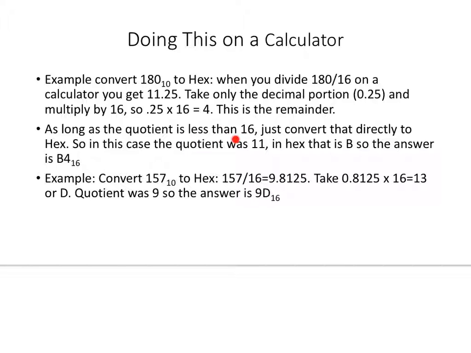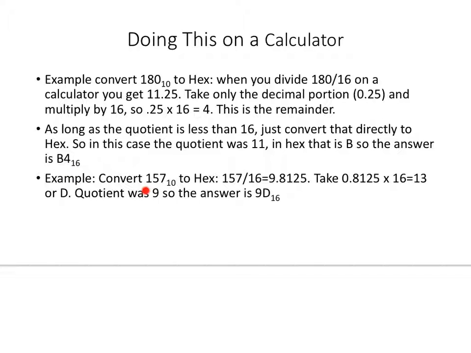And as you probably noticed on the previous slide, as long as that quotient is less than 16, all you have to do is convert it directly to hex. So in this case, the quotient was 11. So in hex, that's B. So the answer is B4.